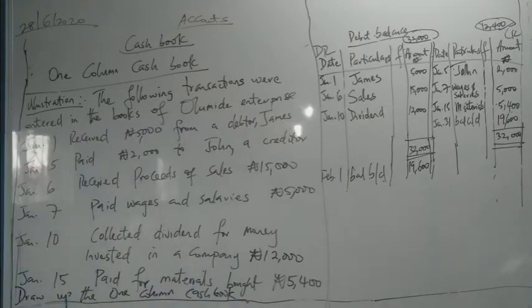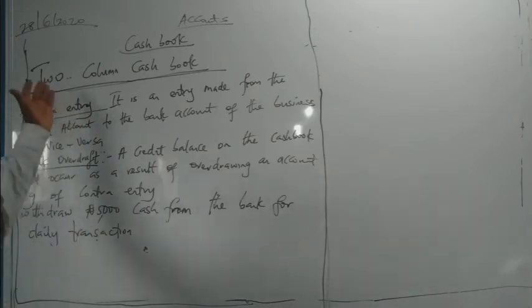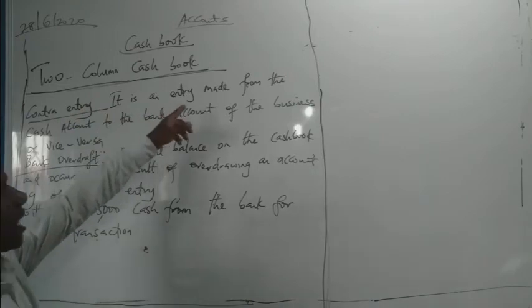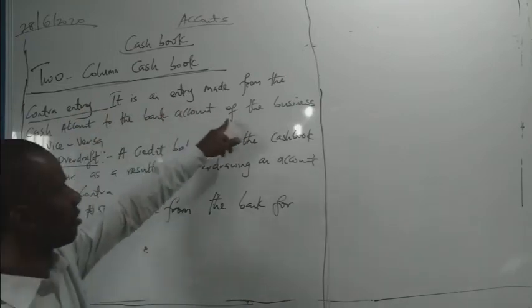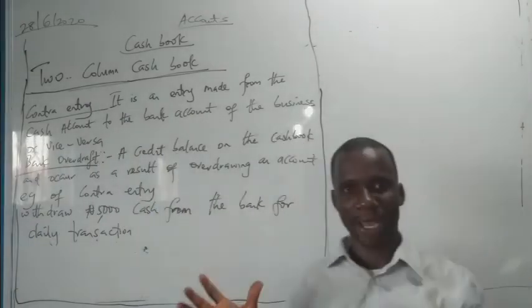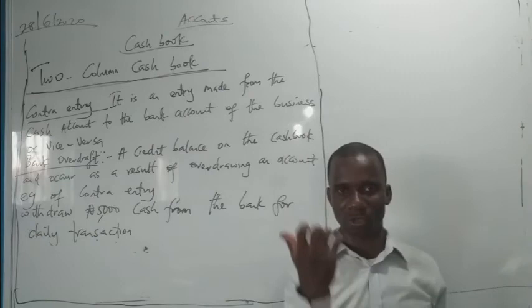Now we'll look at 2 column cash book. Illustration of 2 column cash book. Now, before we treat some questions on 2 column cash book, we're going to look at 2 important things: contra entry and bank overdraft. Now, what is contra entry? As you can see, it is an entry made from the cash account to the bank account of the business or vice versa. Now this is just simply when funds or money is moved from the bank to the cash you have on hand.